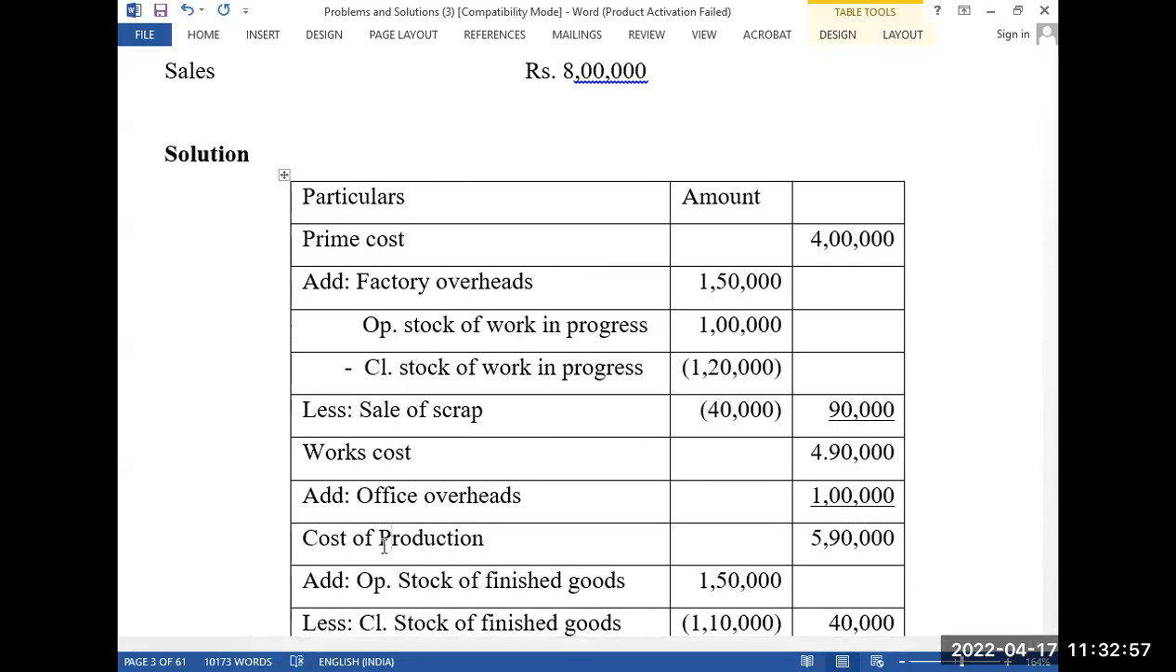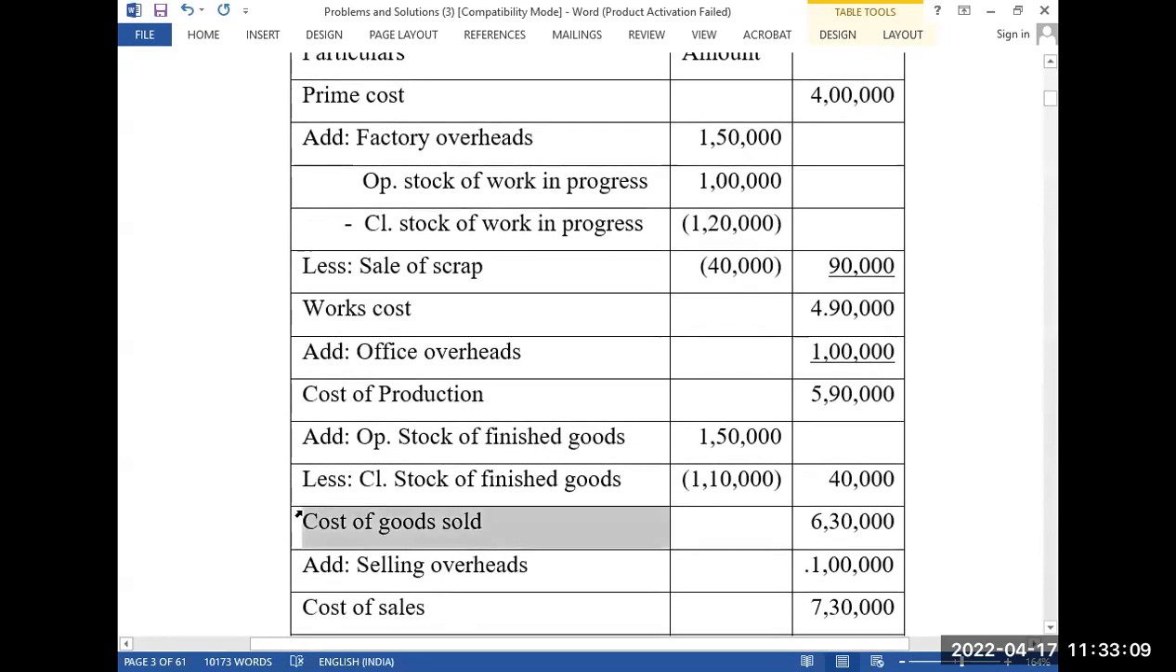Then after cost of production, we have to add the finished goods opening and minus finished goods closing. If you do so, you will get cost of goods sold. 5,90,000 plus 1,50,000 minus 1,10,000 is equal to 6,30,000. Cost of goods sold.